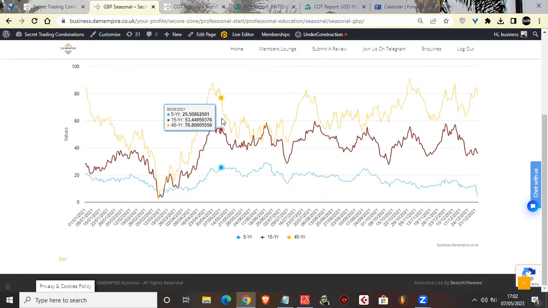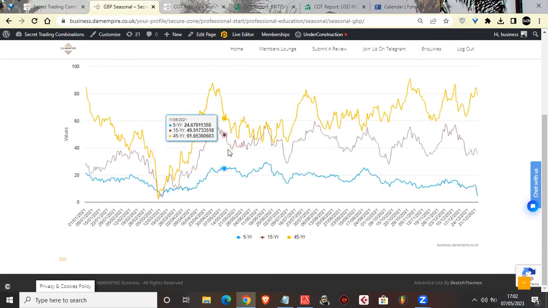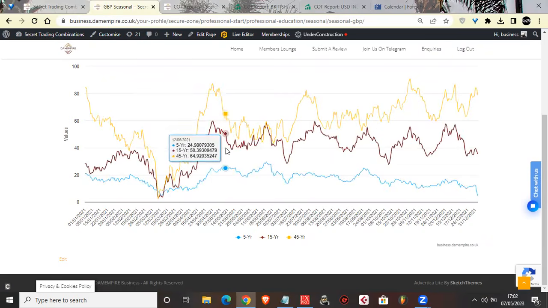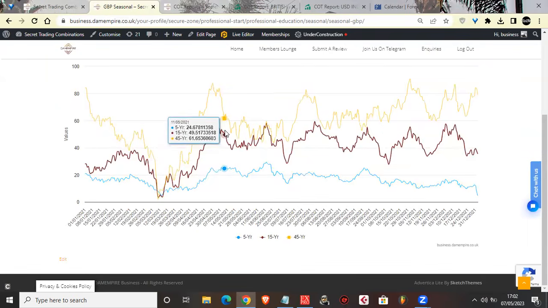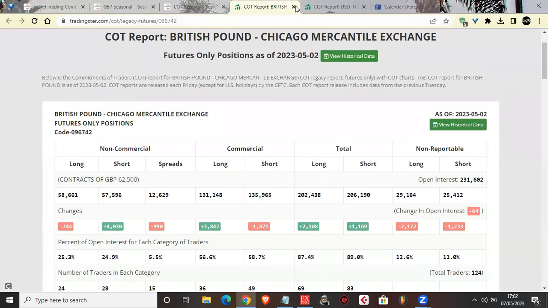So right here, pounds is saying short. We don't look at small moves like this small bump in the 15 years. We have the 5 years, 15, and the 45 years depicted by the colors. So what we want to do is we want all three to be aligned in a specific direction. And this is the average price movement within the last 45 years, broken down into 5, 15, and 45. Because we're expecting a long and we're seeing a short, we won't be able to take the pounds.